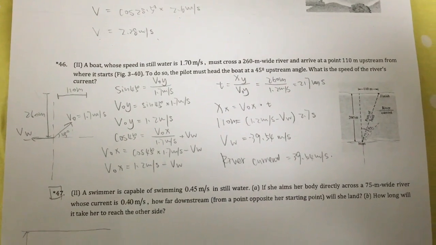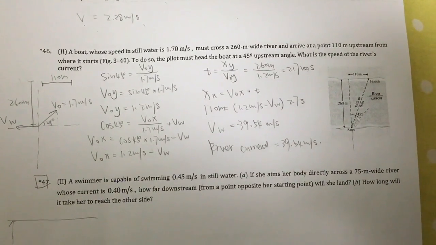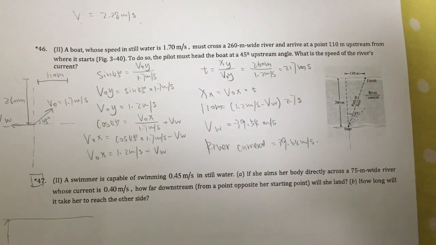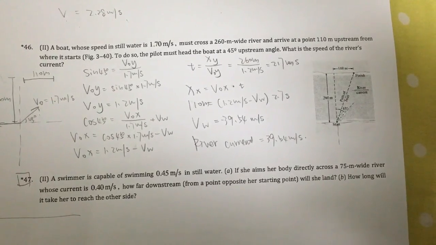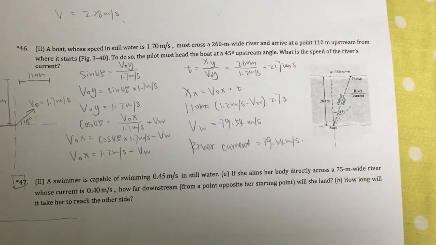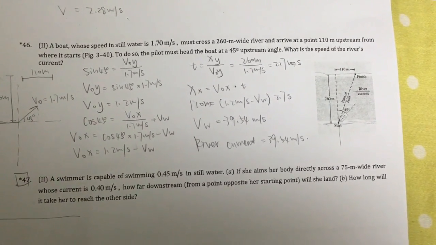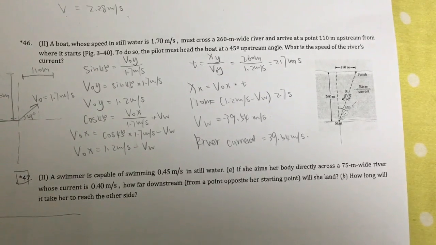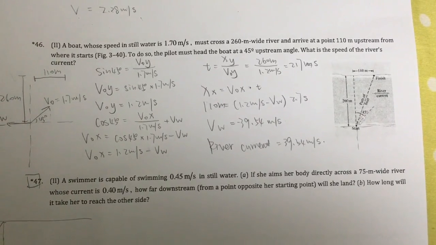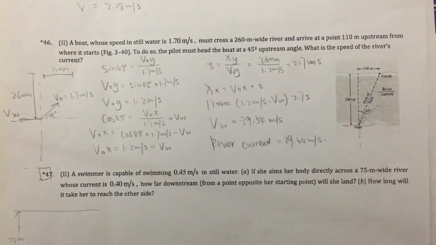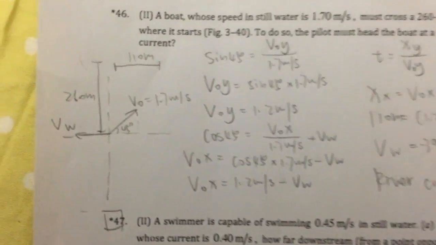Now let's take a look at this question. A boat whose speed in still water is 1.7 meters per second must cross a 260 meter wide river and arrive at a point 110 meters upstream from where it starts. To do so, the pilot must head the boat at a 55-degree upstream angle. So the question is, what is the speed of the river's current? Now let's take a look at the picture for this question.